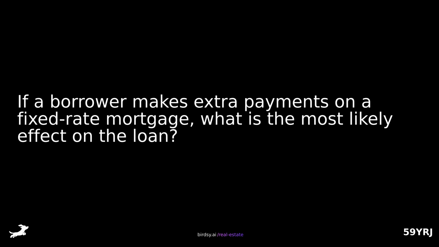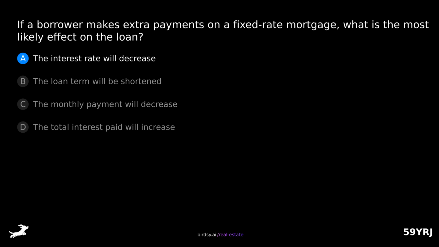If a borrower makes extra payments on a fixed-rate mortgage, what is the most likely effect on the loan? Is it A, the interest rate will decrease? B, the loan term will be shortened? C, the monthly payment will decrease? Or D, the total interest paid will increase? The correct answer is B, the loan term will be shortened.